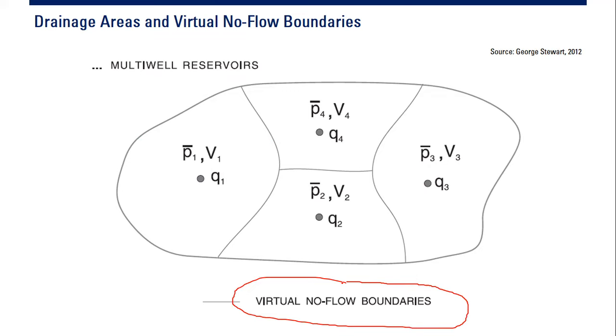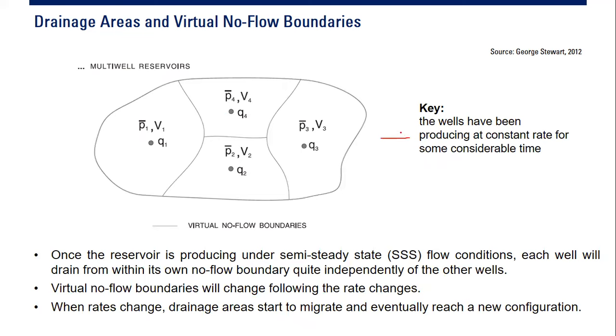All right, so if you have a reservoir with multiple wells and they already produce fluid or gas, they are already in production for quite some time, the performance will exhibit the existence of virtual no-flow boundaries. All right, so the key here is this one. The wells have been producing at constant rate or more or less constant rate for some considerable time.